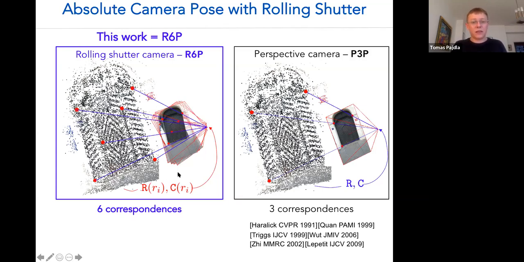Nevertheless, we can say that some kind of a pose of the camera, now as a function of time or as a function of which row is being taken in the image, is the result of the computation. And under assumptions, we will move to six correspondences instead of three correspondences. So the problem is more difficult and it basically doubles the number of measurements which are needed. Still, six 2D-3D image correspondences are actually reasonable for practical use.